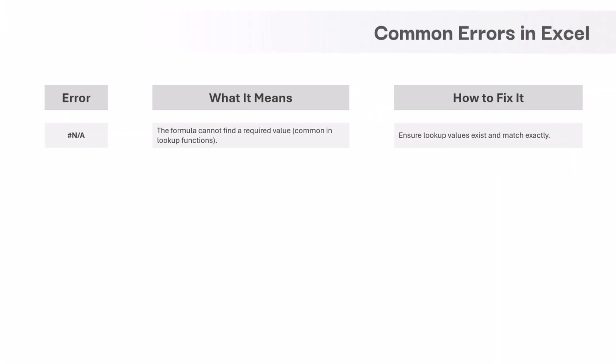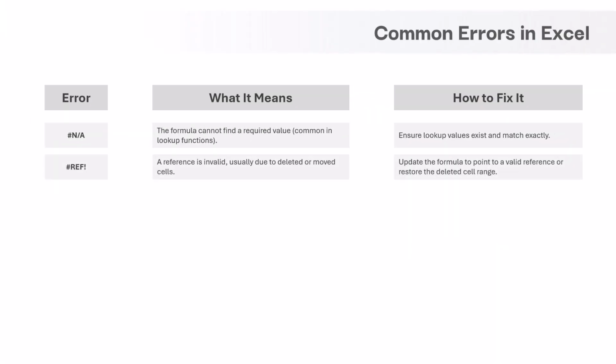The next error type is #REF. Here REF stands for reference, and this type of error usually occurs when an Excel formula or function is pointing to a cell which has been deleted or moved to a new reference. And how to fix it? We just need to update the Excel formula or function to point to a valid cell reference, or at least restore the deleted range of cells. Let's go back to Excel and see an example.